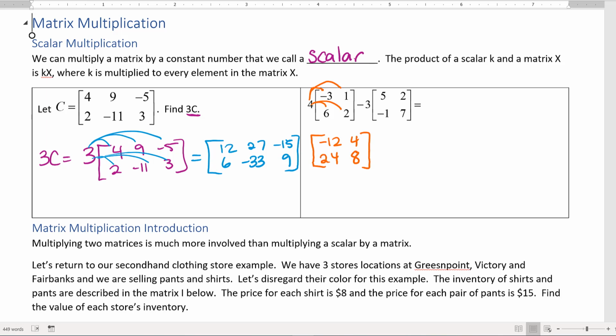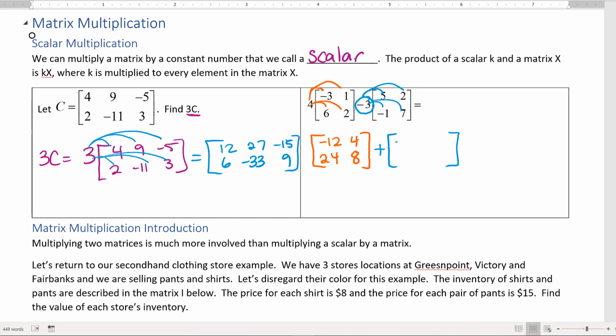Now on the second matrix, we can do one of two things. You can take the 3 and distribute the 3 all the way through, or we could take the negative 3 and distribute the negative 3 all the way through, and change the subtraction sign into an addition sign because you've distributed the negative all the way through. I think that might be the smartest choice, to distribute the negative 3 through. So I'm going to go ahead and do that.